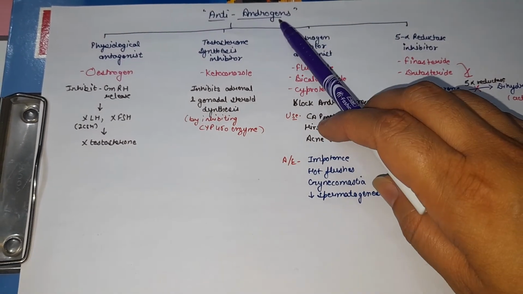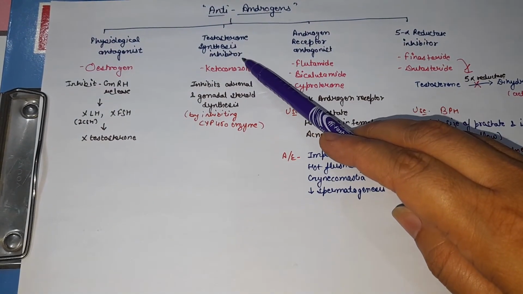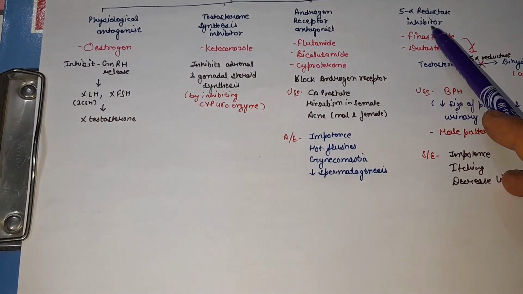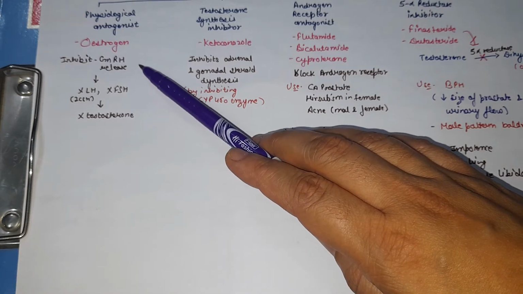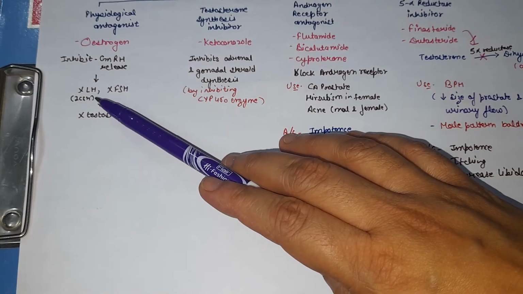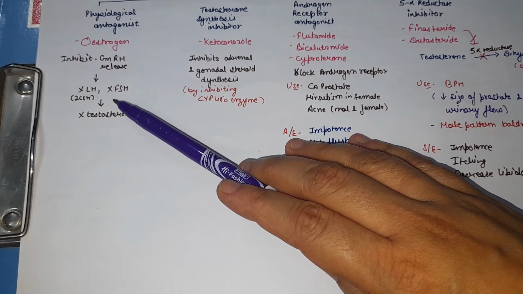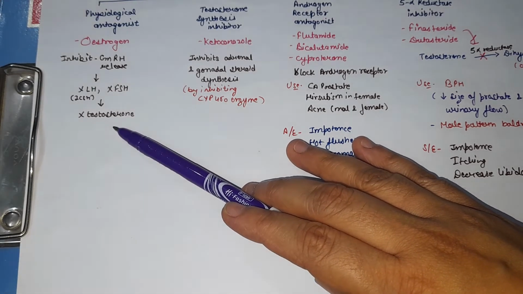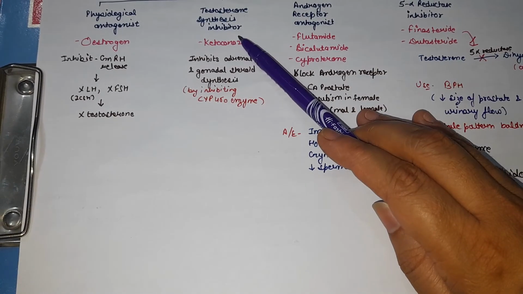Antiandrogens. Antiandrogens are classified into physiological antagonists, testosterone synthesis inhibitors, androgen receptor antagonists, and 5-alpha reductase inhibitors. Physiological antagonists include estrogen. Estrogen inhibits the gonadotropin releasing hormone, which leads to the inhibition of the luteinizing hormone and release of follicle stimulating hormone, so there will be no secretion of testosterone, and they act as physiological anti-androgenic drugs.